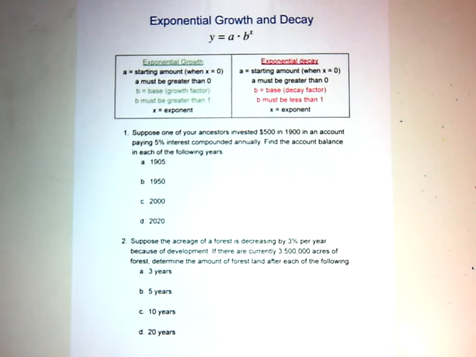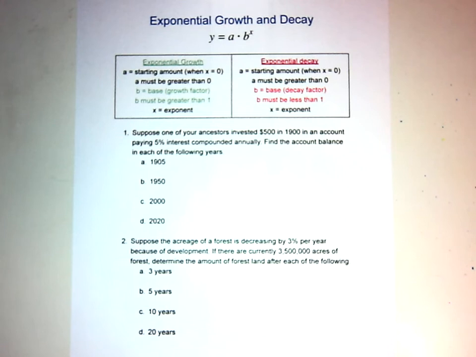For the starting amount, A must be greater than 0, because if your starting amount is 0, you're not going to gain anything. If I don't put any money in the bank account, I'm not going to gain anything. For B, this is where it starts to be a little bit different. B in the case of exponential growth is a growth factor. How is it growing? B must be greater than 1.